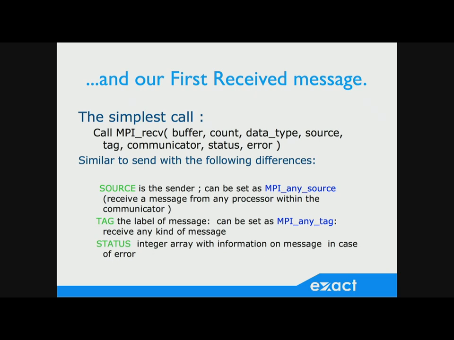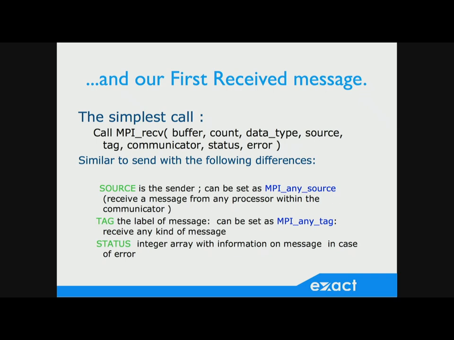Of course, any send message should be matched by a receiver. And this is the way to receive. So MPI receive, this is written in Fortran, sorry, so I have an error here, but it's quite simple to understand. Buffer, count, data type, source, tag, communicator, status, and an error.